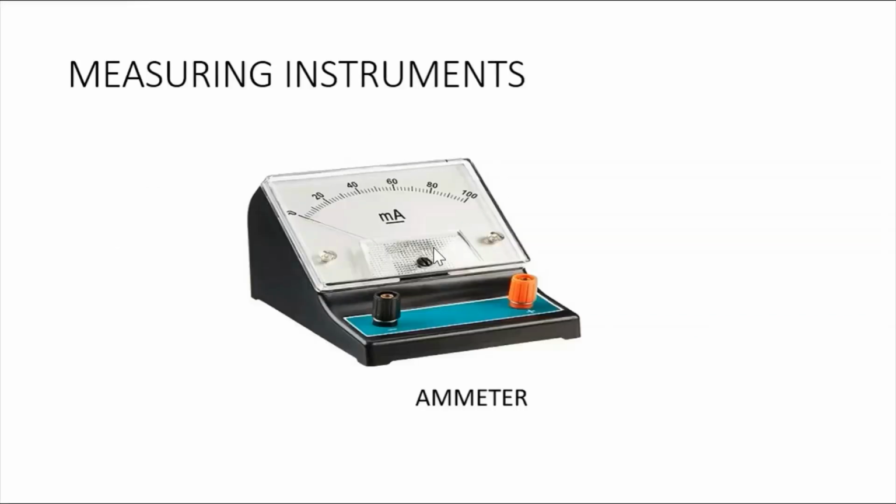Measuring instruments. This is an ammeter. An ammeter is a measuring instrument used to measure the current in a circuit. For the current to be measured, the ammeter should be connected in series to the circuit. To measure current accurately, it usually has very low resistance.